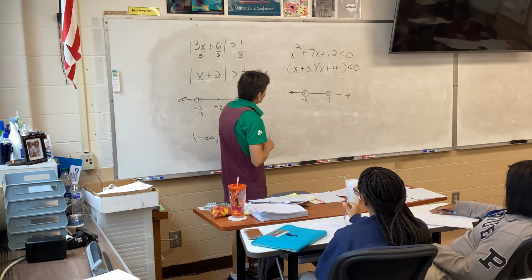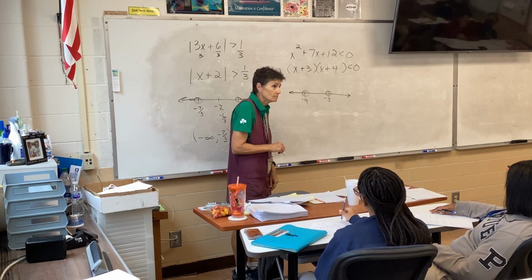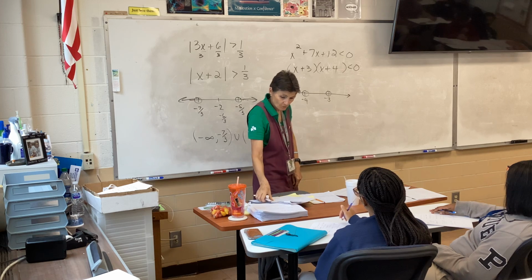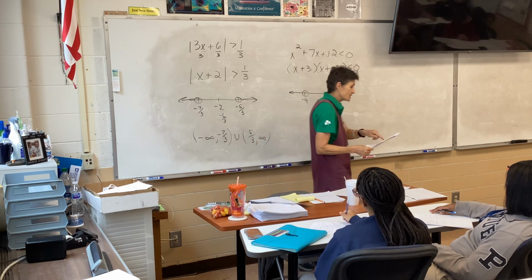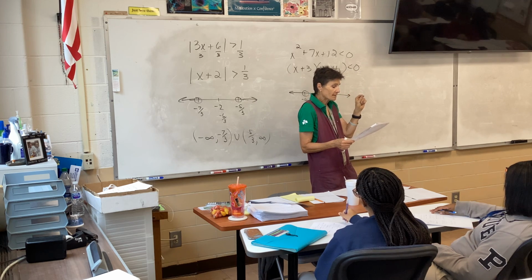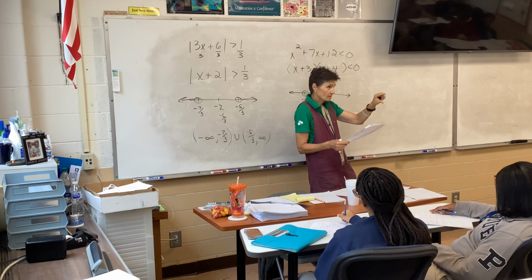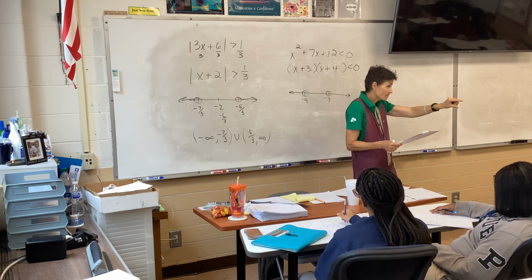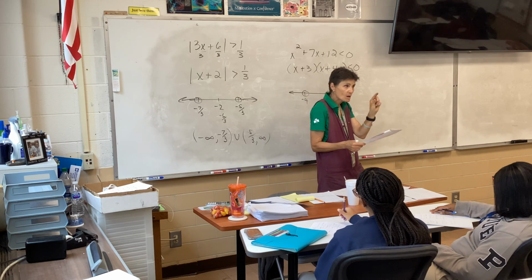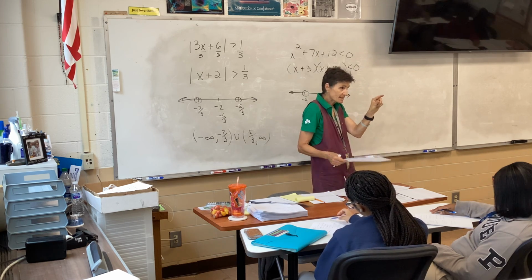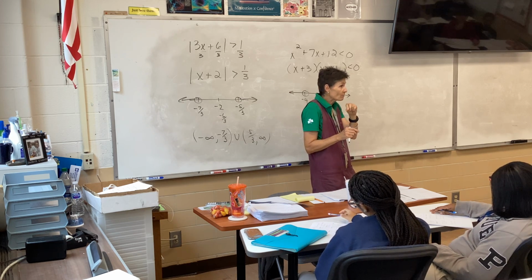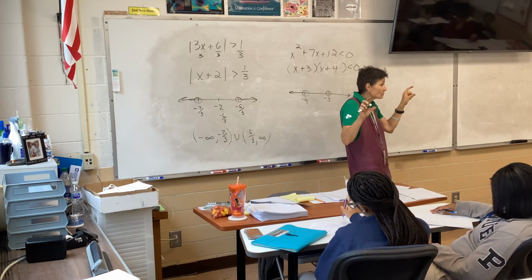Now, I gotta figure out where to shade. So I want you to do something for me. I want you to look at your answers to the problems we just did in number 1. Look at A and C, because they're the less than problems, and look at B and D, because they're the greater than problems. What do you notice about them? The less than problems are both shaded between, and the greater than problems are shaded out.